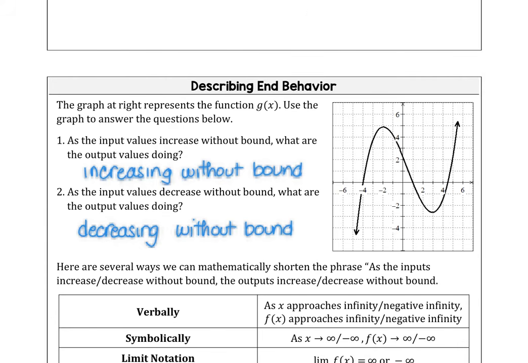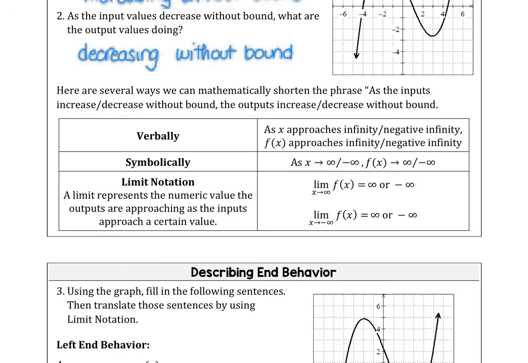That's what we would say related to the statements to translate them verbally. So here's several ways we can mathematically shorten the phrase. As the inputs increase or decrease without bound, the outputs increase or decrease without bound. Let's take a look at those symbolic representations. Here you're going to want to become very familiar with this because these will be things you will see on the AP exam, and we'll use this limit notation in our course throughout the year.